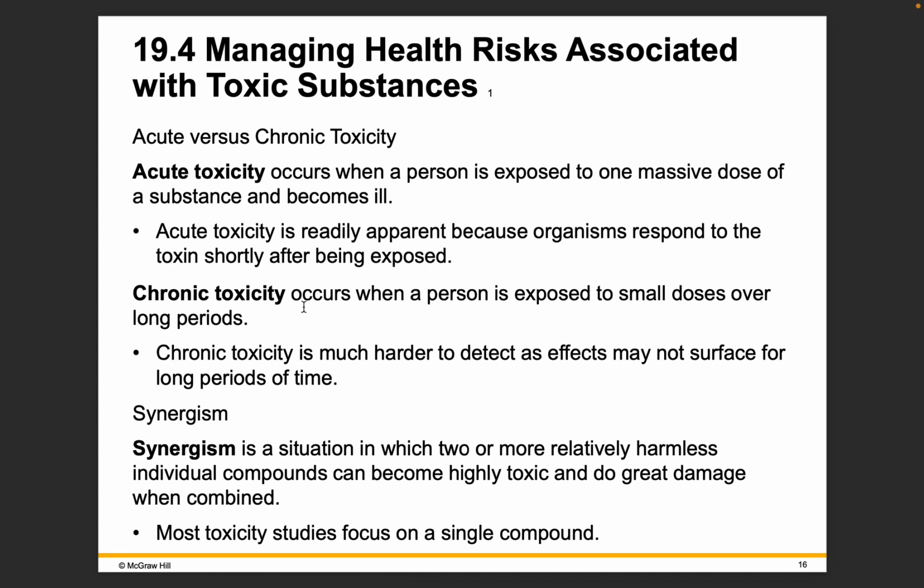Chronic toxicity occurs when a person is exposed to small doses over long periods. Chronic toxicity is much harder to detect as effects may not surface for long periods of time. And synergism. Synergism is a situation when two or more relatively harmless individual compounds can become highly toxic and do great damage when combined. Most toxicity studies focus on a single compound, so acute or chronic.